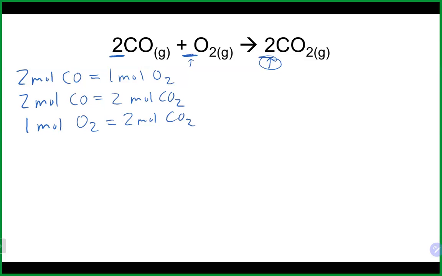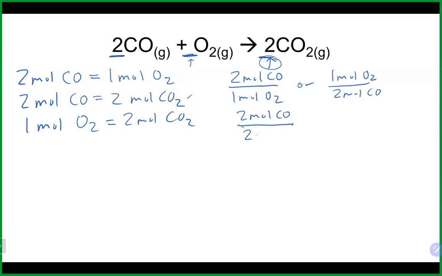Now, because these are technically equalities, we could write 2 conversion factors for each of them. For the first one, we could write that there are 2 moles of CO over 1 mole of O2. We could do the opposite, 1 mole of O2 over 2 moles of CO. For the second one, we could write 2 moles of CO over 2 moles of CO2, or 2 moles of CO2 over 2 moles of CO.